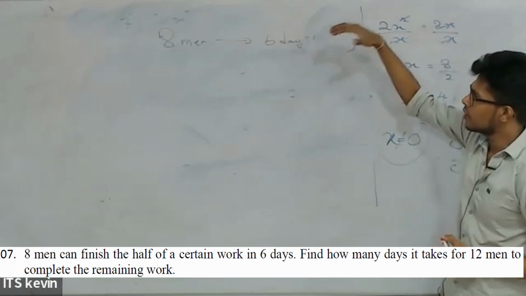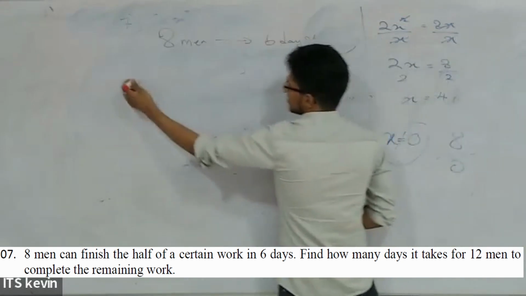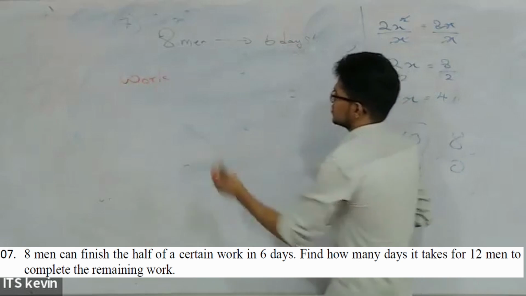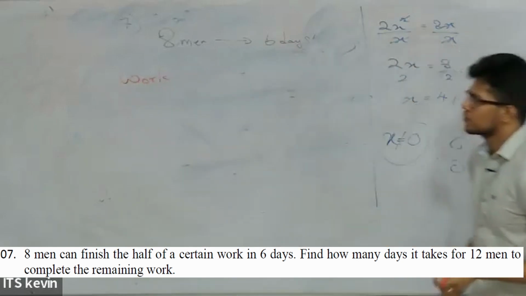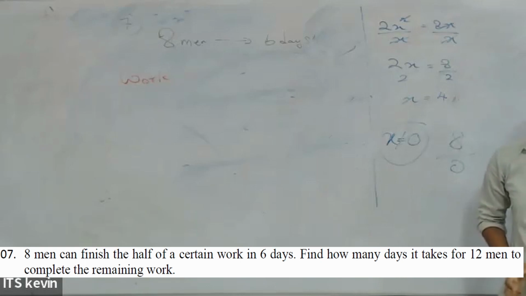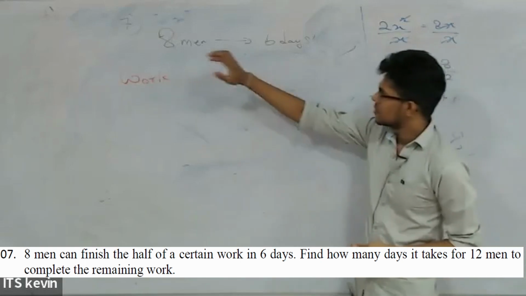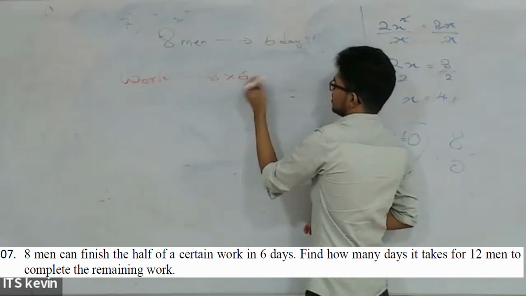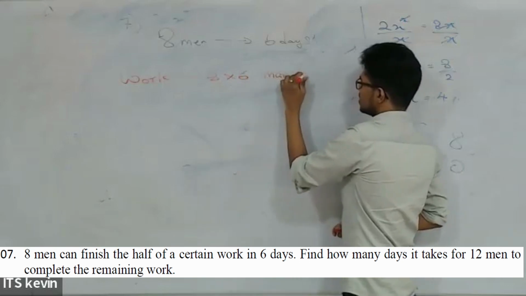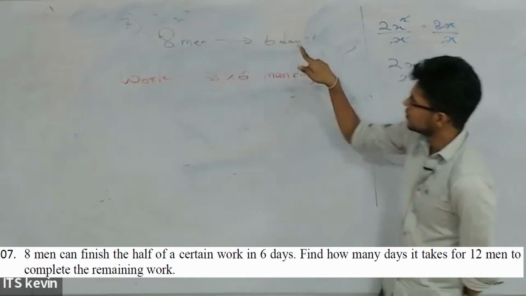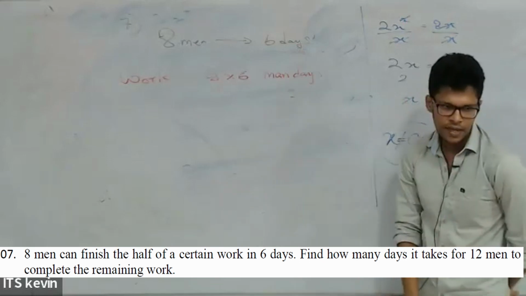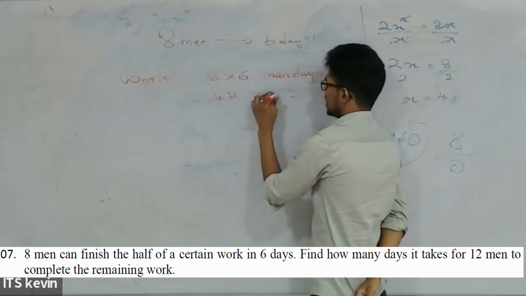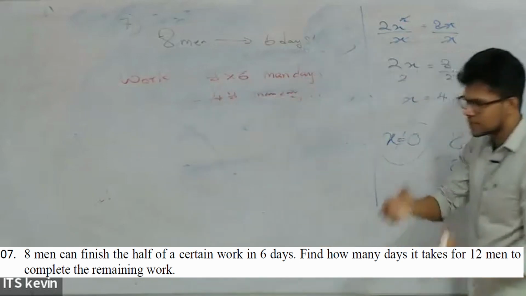So first thing is you have to find the work. What is the work? That is the size of the work. This is something we know how to find. How do we find the size of the work? 8 multiplied by 6. So 8 times 6, that is man days, because you multiply the number of men by days. So your unit is man days. So this is 48 man days. This is the size of the work, how big the work is.